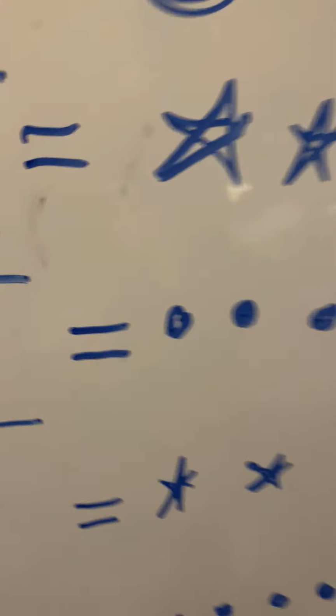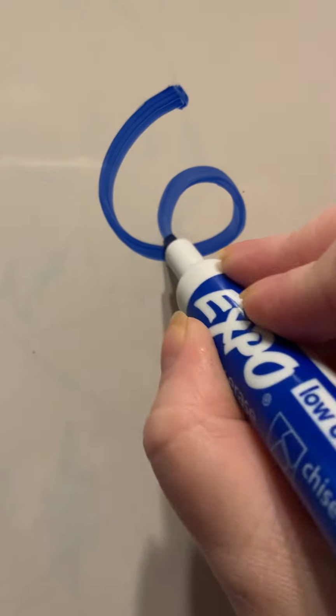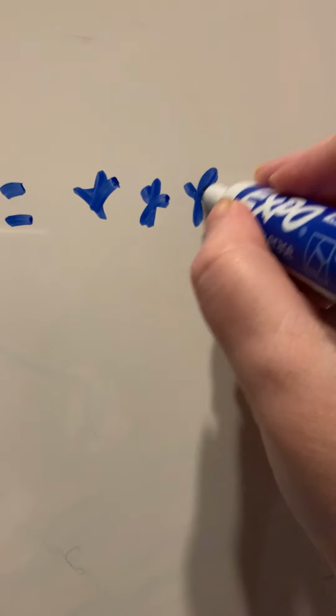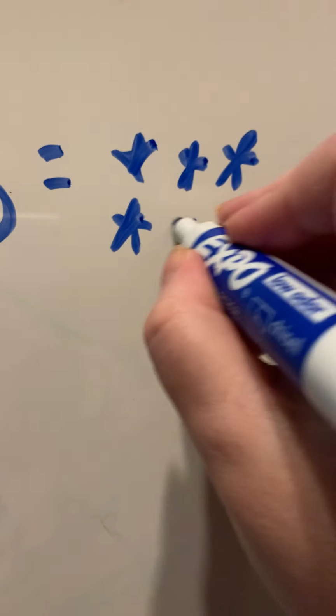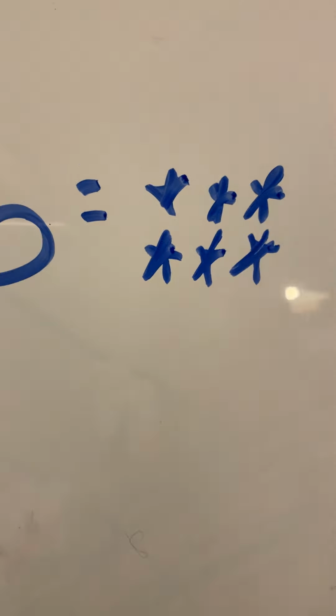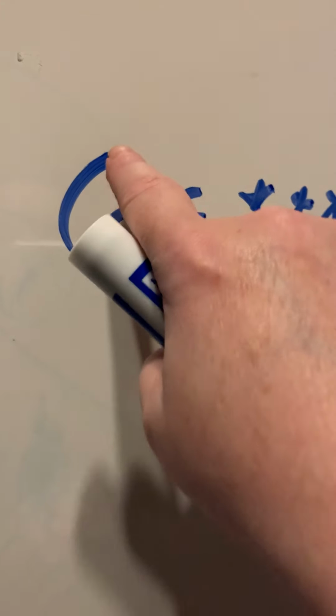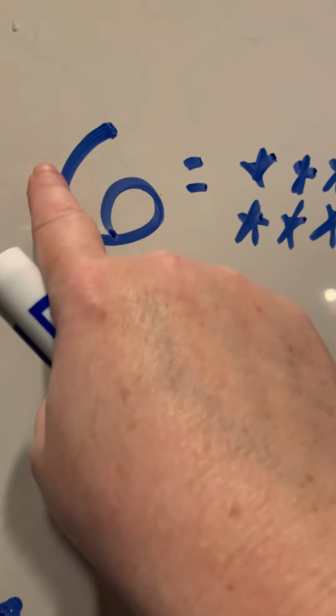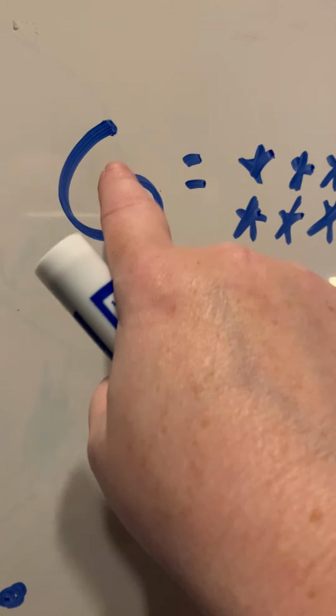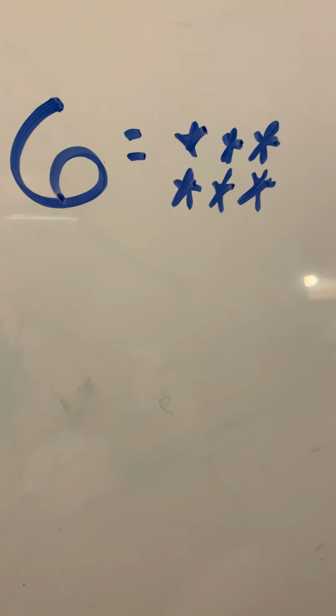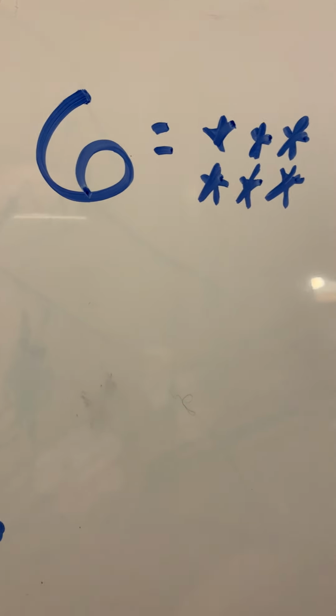Okay, next we have the number 6. And for the number 6, you put your pencil down, circle around and in. And we're going to have 1, 2, 3, 4, 5, 6 stars. That is the number 6. Take your finger, start at the top, circle around and in. That is 6.